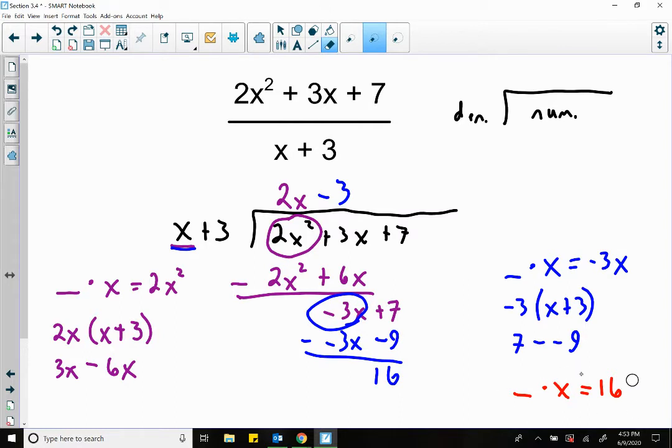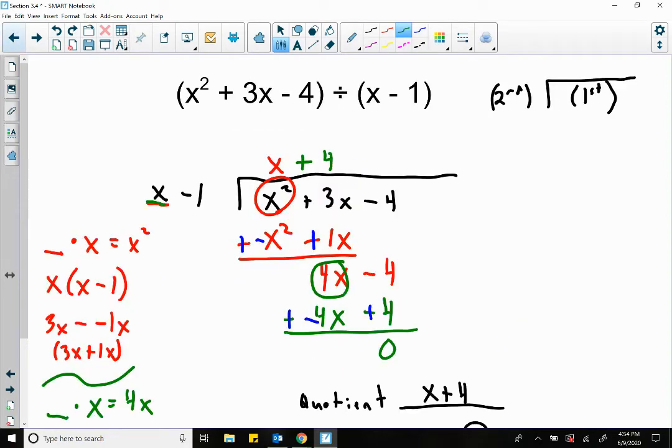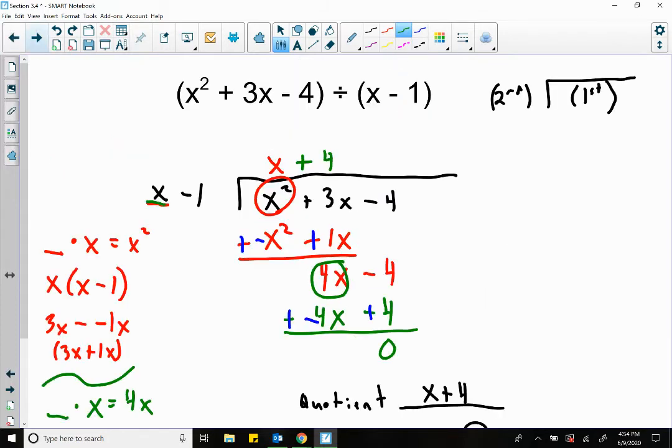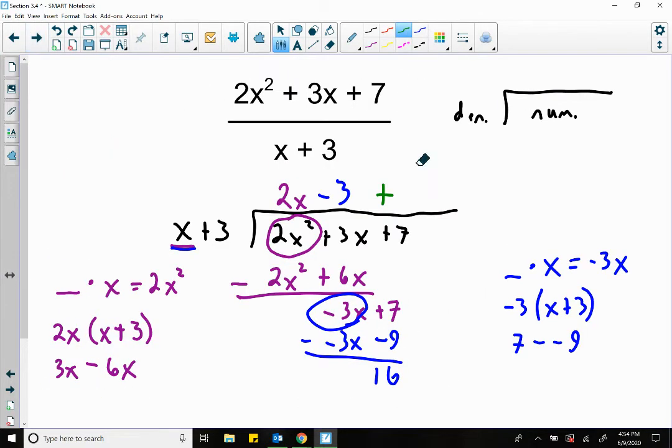Okay? So that means we actually have a remainder this time. And this is how the remainder really looks. When you have a remainder, all you do is add it onto the end of the quotient. And just like what we did before, we took the 3 and we put it over the 7. We're going to do the same thing here. We're going to take the 16 and put it over the x plus 3. And that's how the remainder really looks.